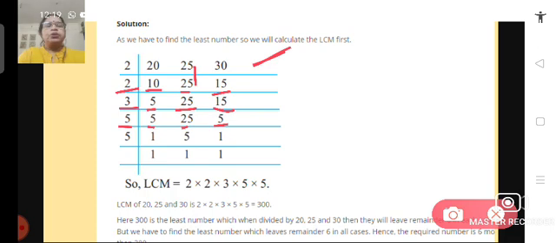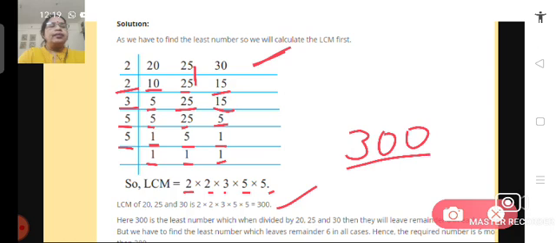Next prime factor to be taken is 5, 5 divides itself, we get 1, 5 divides 25, we get 5 and 5 divides itself, we get 1. Again we take 5 as the prime factor and we get 1, 1 and 1 in the last row. So what is the LCM? It will be 2 into 2 into 3 into 5 into 5. So when we multiply these numbers, what do we get? We get 300.